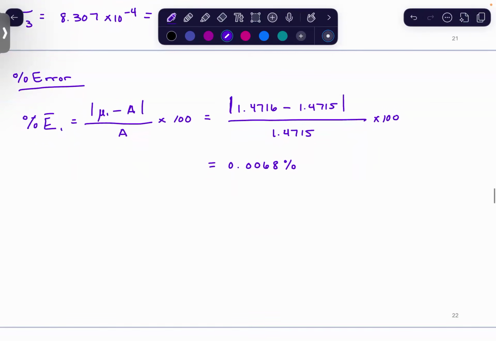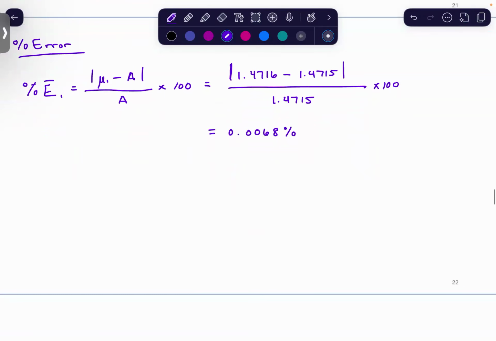you ended up getting mean values for student two and student three. To check yourself, I'll tell you what these are. Your mean value for student two is 1.4756. Student three is 1.4719. And these are in meters.